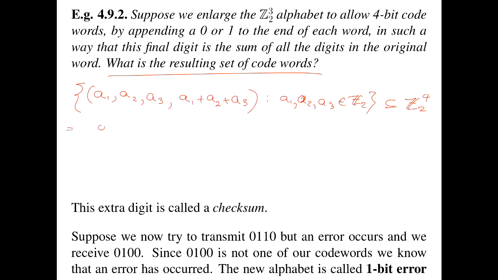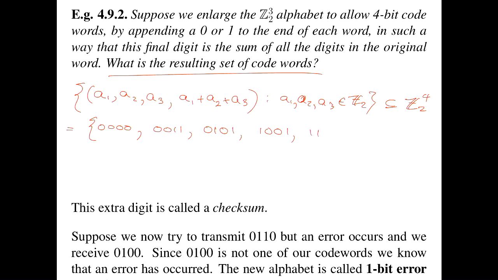So what do these messages look like? I'm going to get lazy and forget writing all the brackets and commas because it gets tedious. When I write 0000, I mean the vector (0,0,0,0), but hopefully that's clear. Then if I consider 001 and add this extra entry, it's going to be the sum of the first three entries, so it's a 1. Likewise, 010 and its checksum is going to be 1. And 100 has checksum 1, because the sum of these three entries is 1 plus 0 plus 0, which is 1.